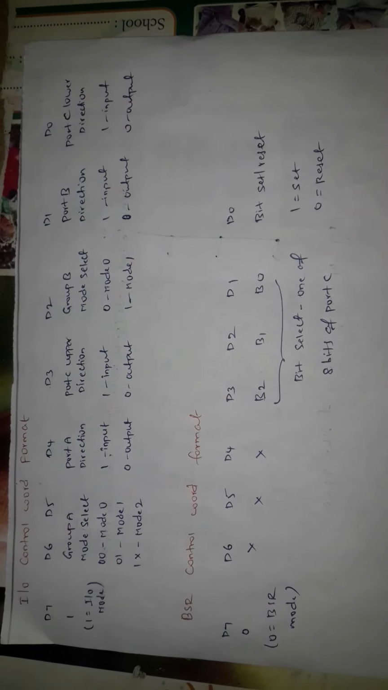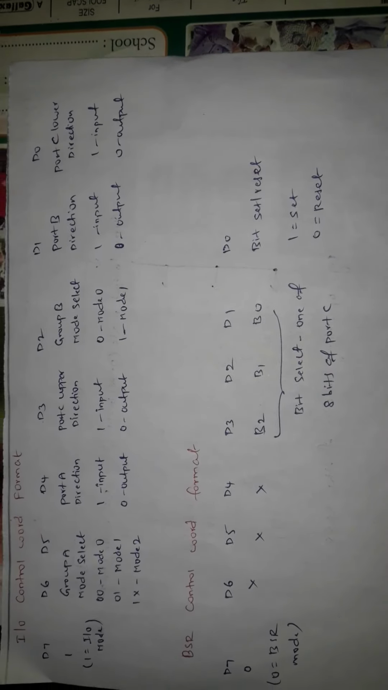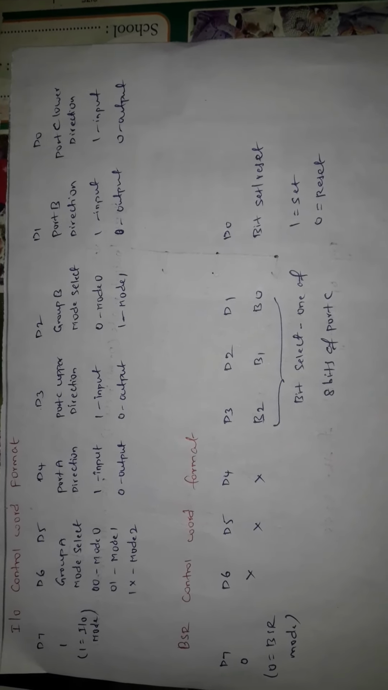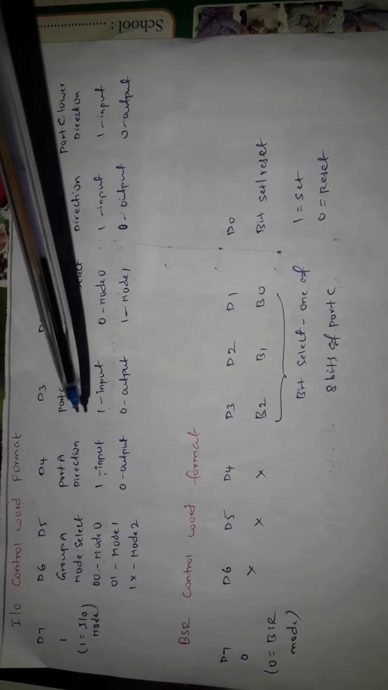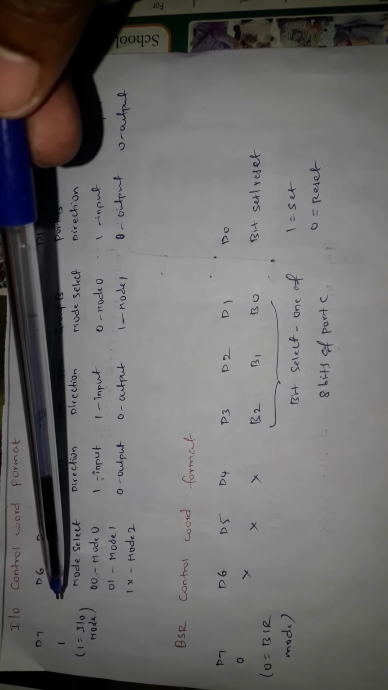If you look at the control word formats of the 8255, we have an 8-bit control word register. This 8-bit control word register can be used to configure the 8255 in IO mode or BSR mode, and to select the ports and their directions. So if you look at the IO control word format in IO mode, we have 8 bits, D0 to D7. The D7 bit is used to select the IO mode or BSR mode.